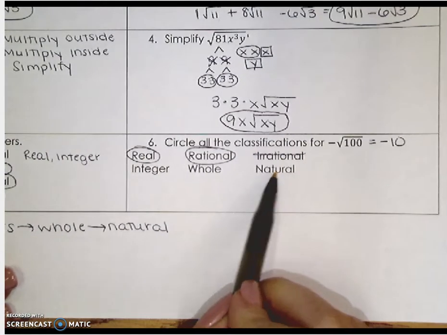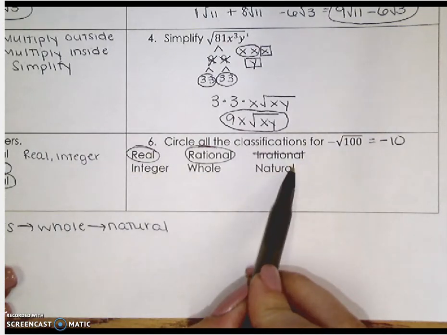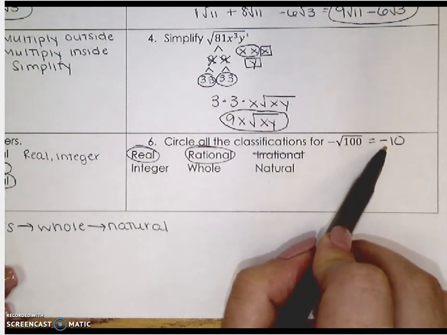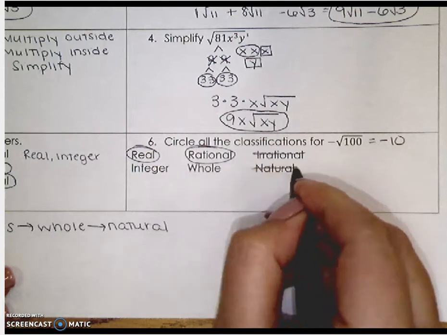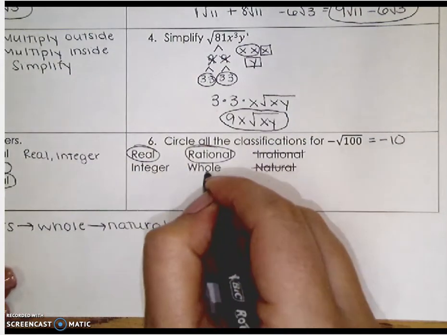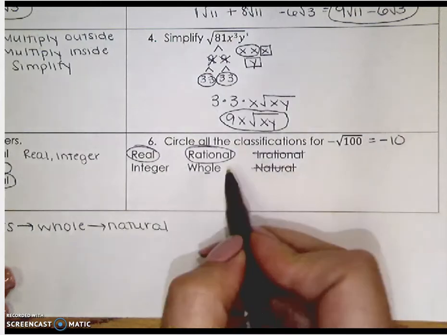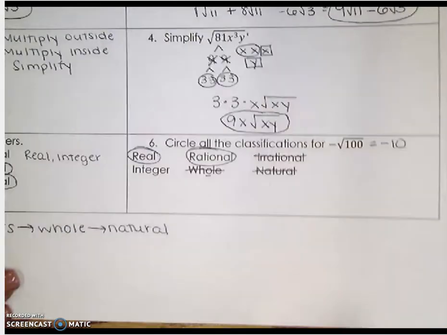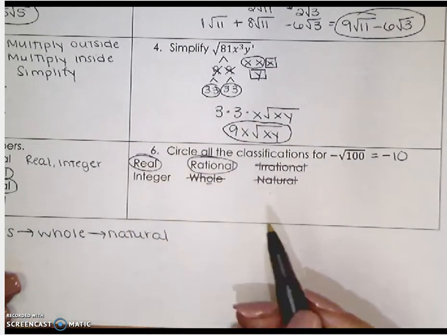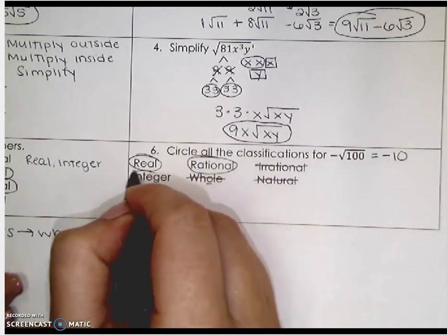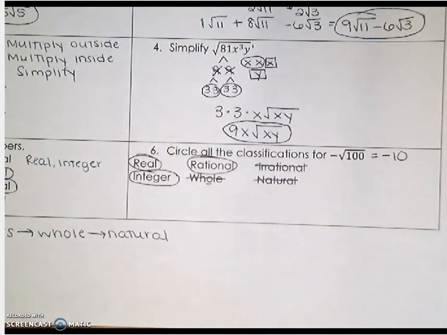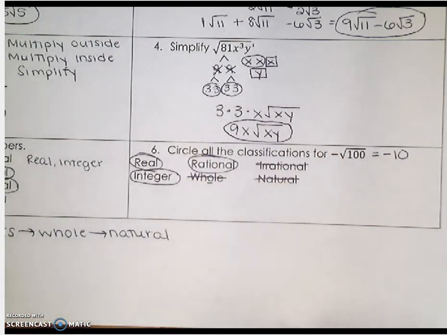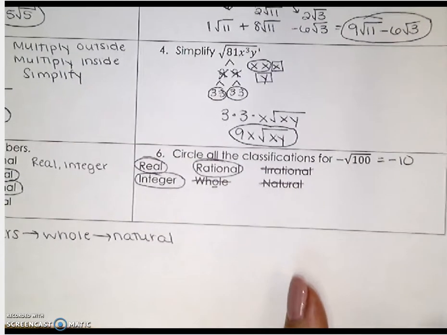When you are deciding if it's natural, whole, or integer, I always start with natural numbers. When I count with negative 10, I start with 1, 2, 3, 4, so I do not count with negative 10. Whole numbers start with 0, 0, 1, 2, 3, 4, 5. It is not a whole number. Integers are positive and negative whole numbers. So because it is negative 10, it is an integer. So the classification for negative 10 would be integer, rational, and real. Go ahead and flip the page.